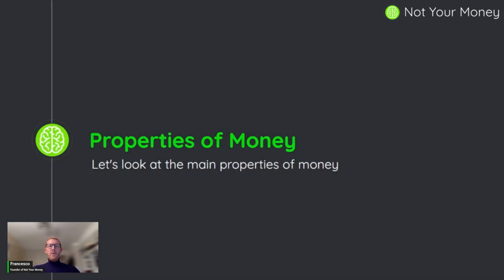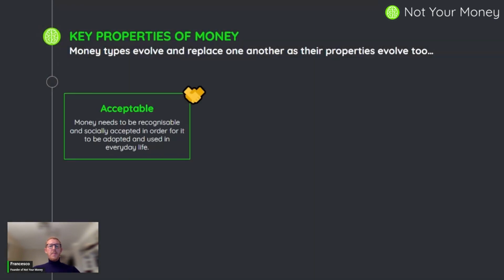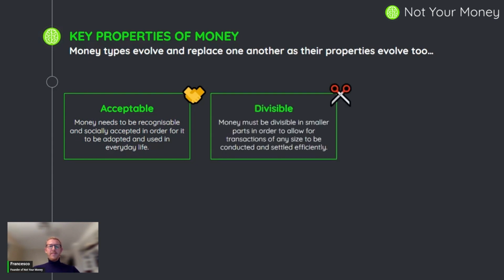So now let's explore the key properties of money. There are 6 main properties that we can confer to money. First and foremost, we need money to be easily recognizable and acceptable. If you ever tried paying for your shopping using old Italian lira or German marks, you'll likely be frowned at and told to get lost. Next thing, money has to be divisible in order to be able to pay for goods and services of any size, from your morning coffee to a house or even a private jet.